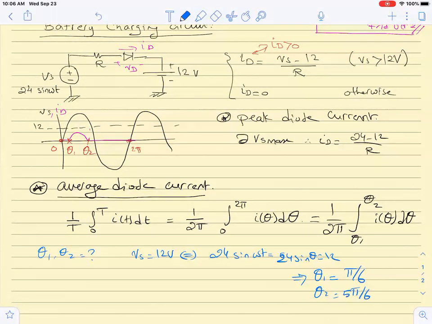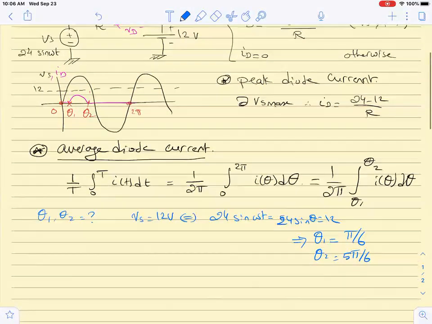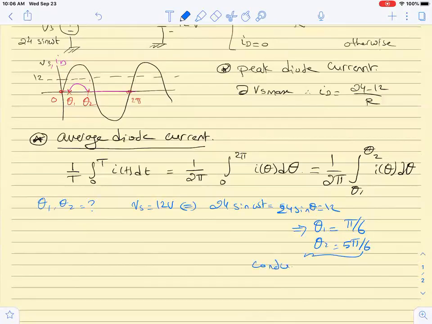And we talked last time about the conduction angle, and we said it is the interval between the two thetas, right? So this is the conduction angle. If we call it CA, it is theta 2 minus theta 1. Here we take theta 2 as from zero to here, and theta 1 is from zero to here.